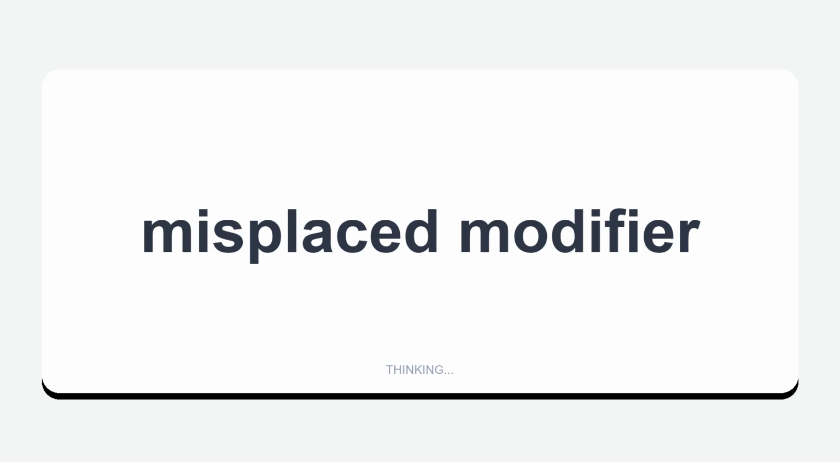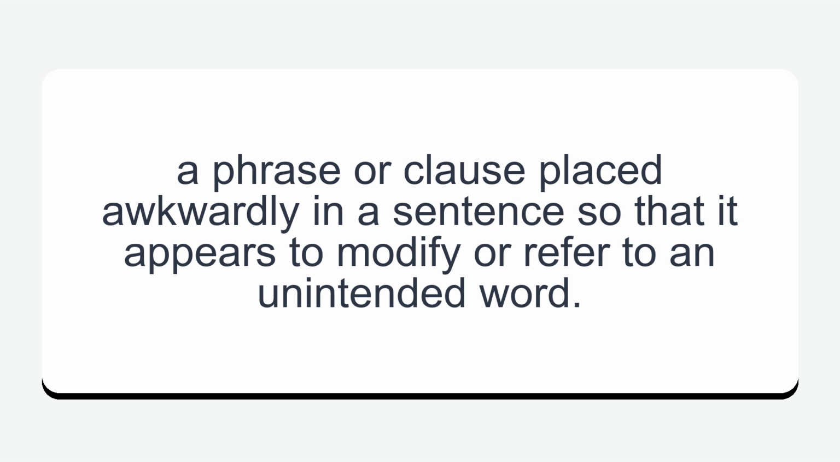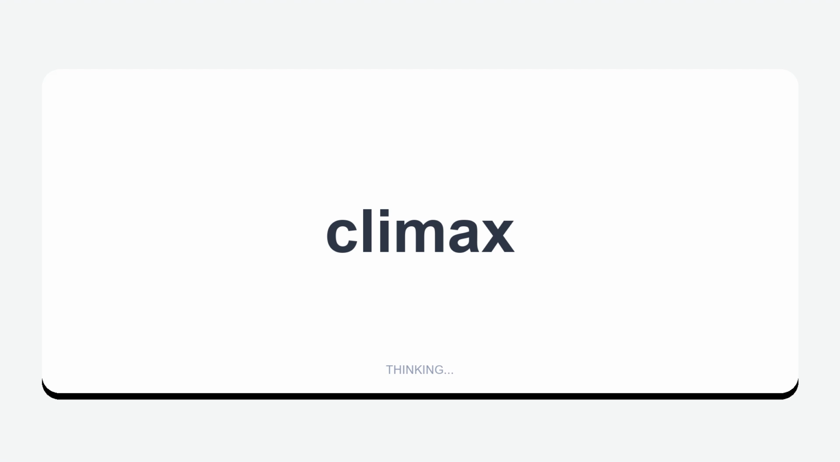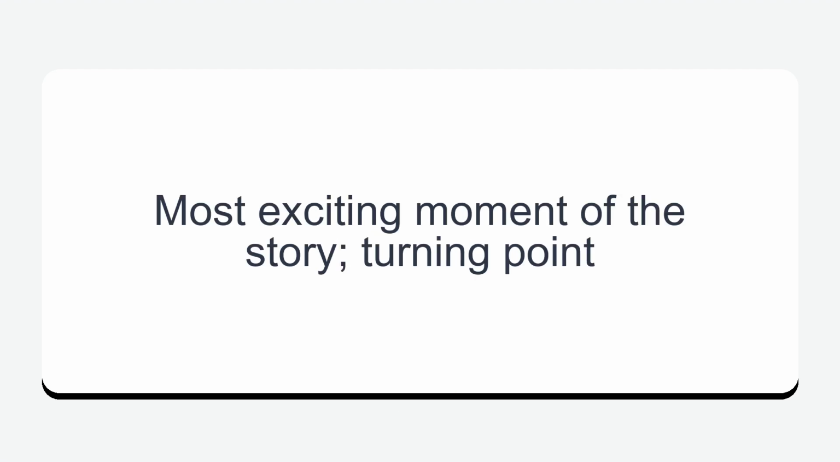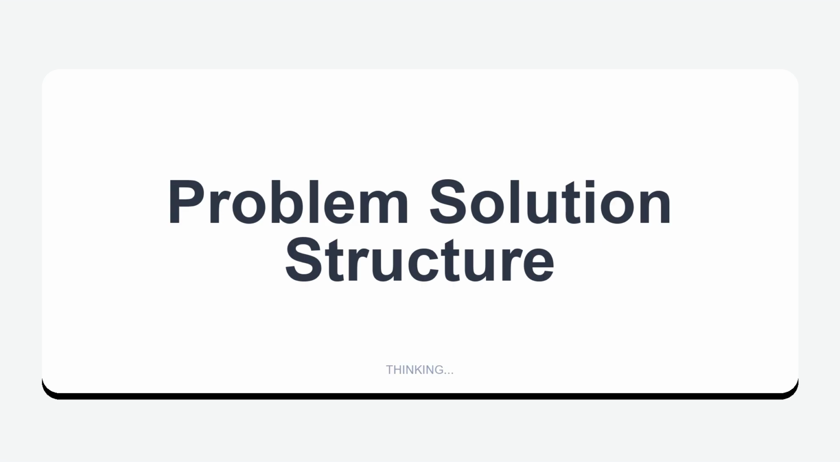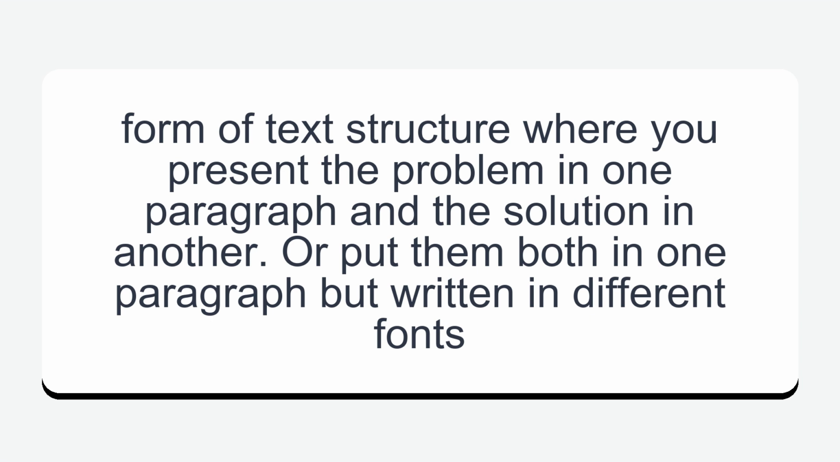Misplaced modifier: a phrase or clause placed awkwardly in a sentence so that it appears to modify or refer to an unintended word. Climax: most exciting moment of the story, turning point. Problem-solution structure: form of text structure where you present the problem in one paragraph and the solution in another, or put them both in one paragraph but written in different fonts.